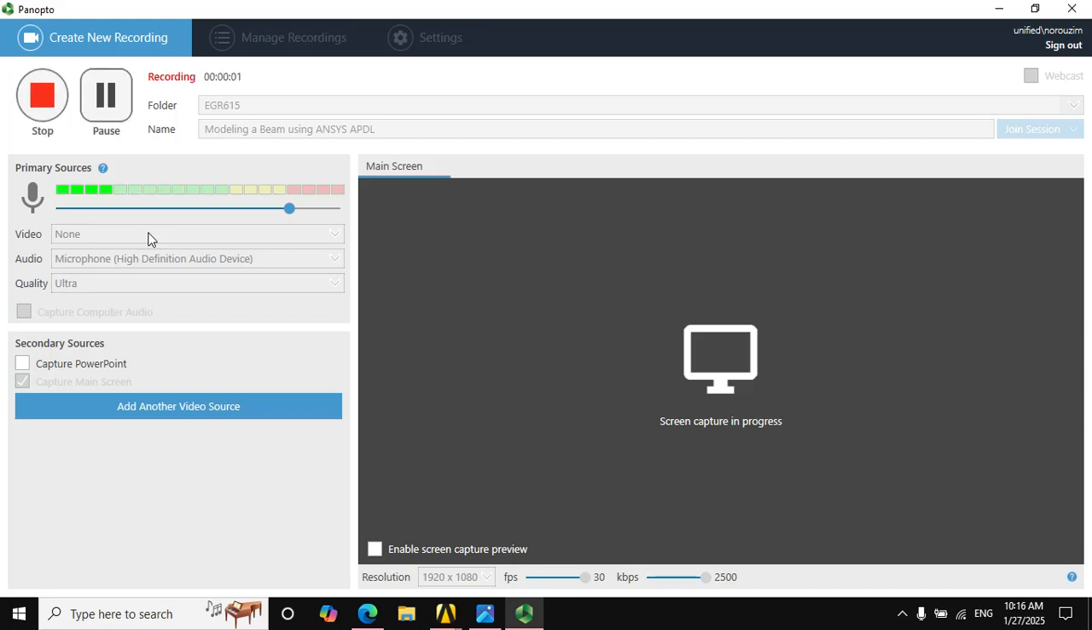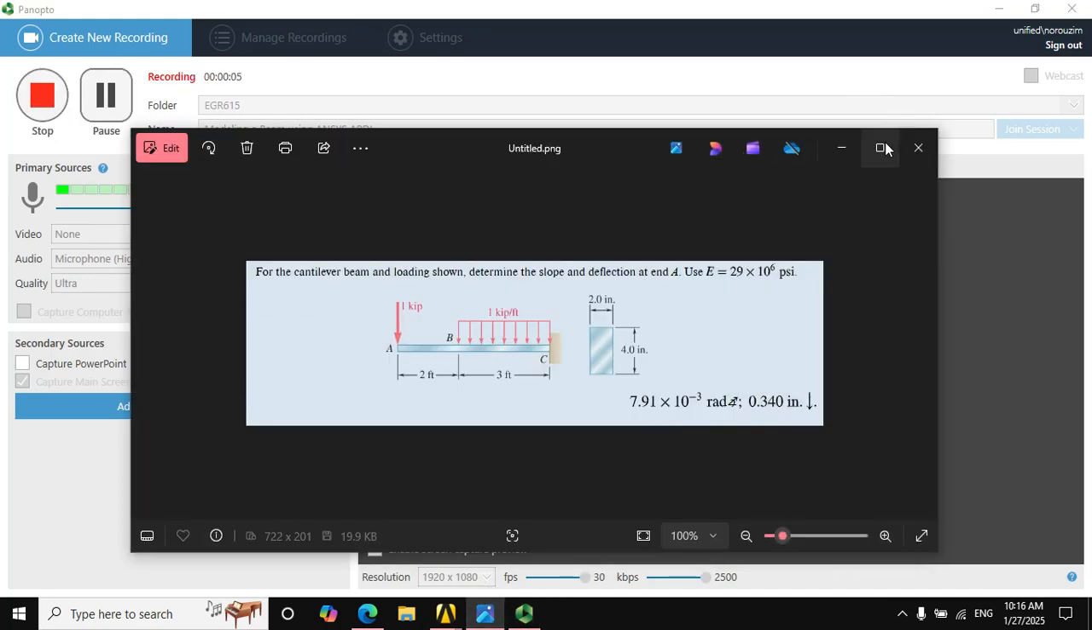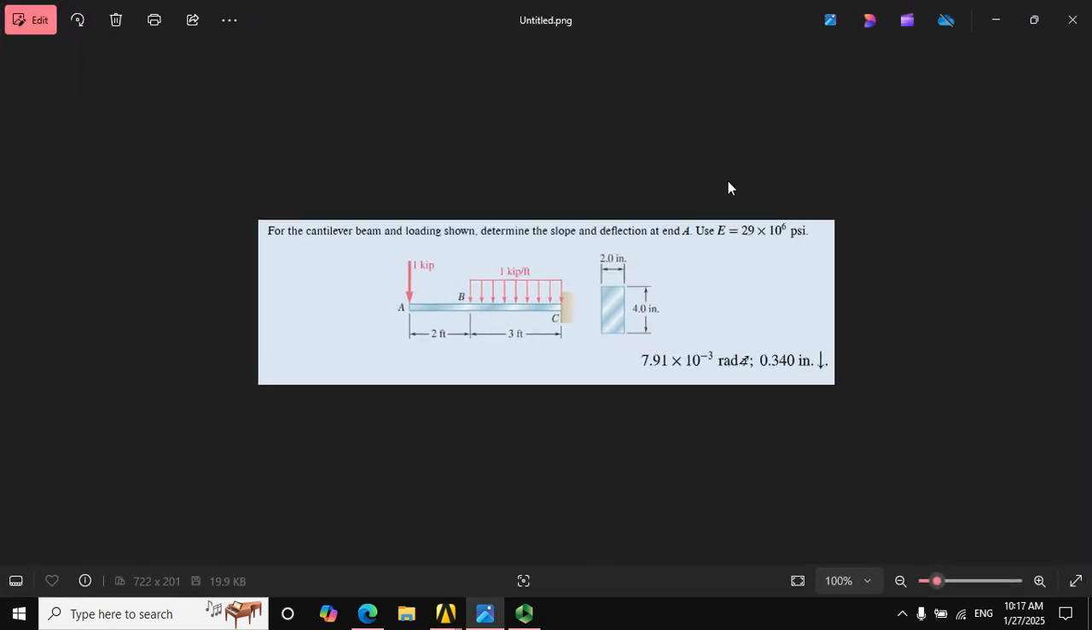Alright, so in this video I'm going to show you how to model a problem like this, a beam problem. There is a cantilever beam here, loaded at the end by this 1 kilopound force that's going down, and then a distributed force. You see it starts from 2 feet, point B, which is 2 feet from the left side, then goes all the way to the end.